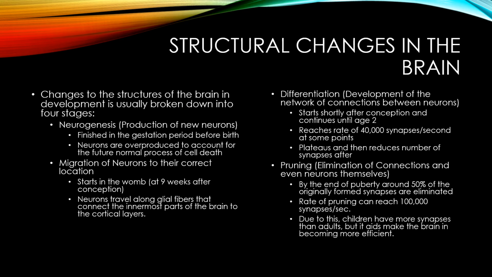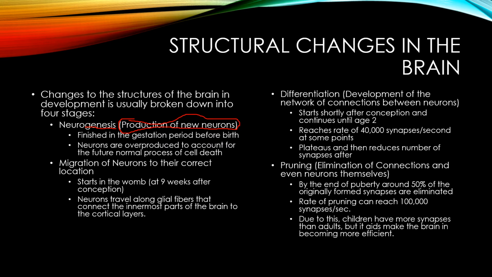So as far as structural changes in the brain, and this follows biological changes, they are usually broken down into 4 stages. The first one is neurogenesis. And genesis just means creation, so it would follow that this refers to the production of new neurons. And this is mostly finished in the gestation period before birth.